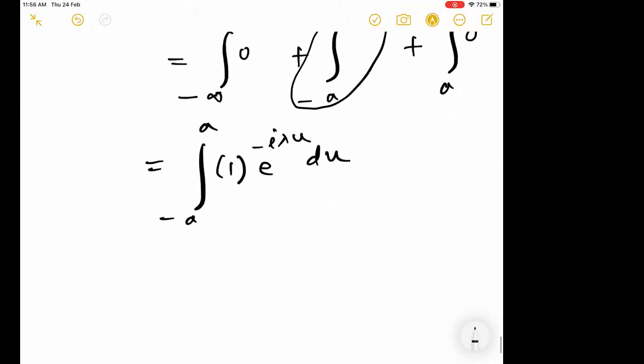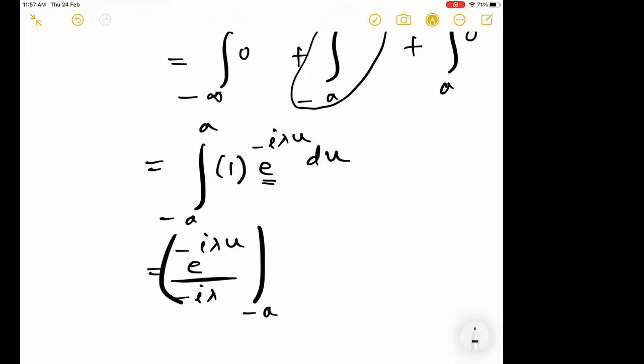And it is a simple integration for the exponential term. What is the integration of e raised to x? E raised to x only. The same thing here, e raised to minus I lambda u means e raised to minus I lambda u upon whatever the u coefficient multiplied, that is to be divided. So upon minus I lambda in the limits minus a to plus a. And if you put the limits, upper limit is a, lower limit is minus a.